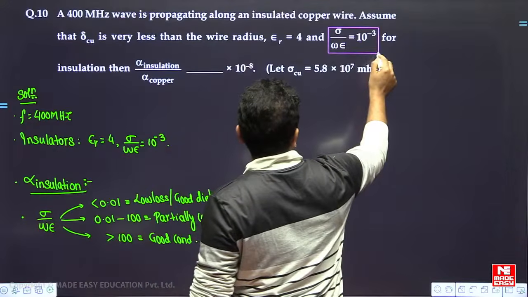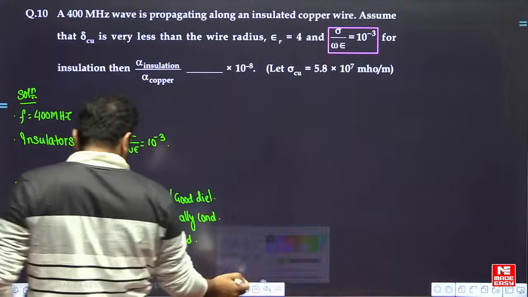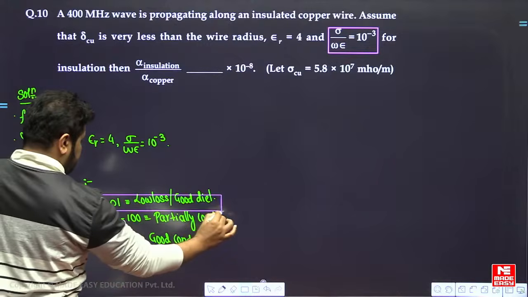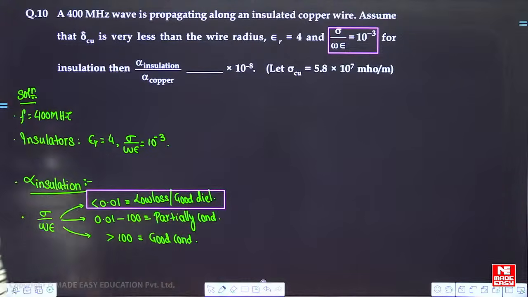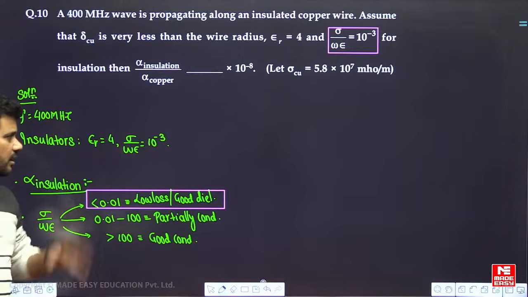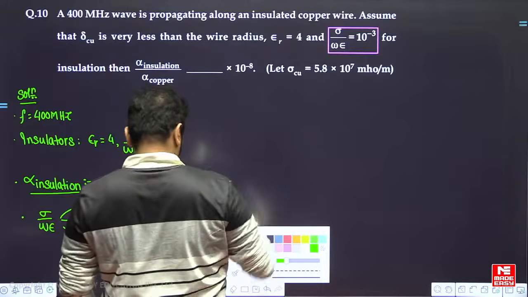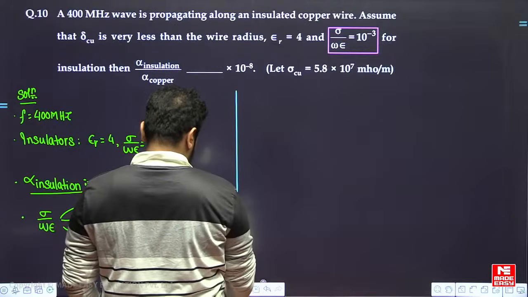Now in the question, sigma upon omega epsilon is 10 to the power minus 3. That means it is lying in which section? It will lie in this section, correct. So sigma upon omega epsilon lies in the good dielectric or low loss dielectric region. So that was the catch.